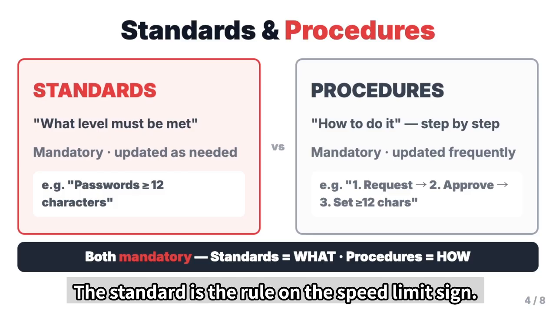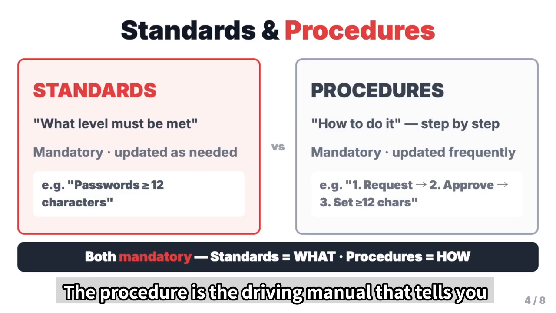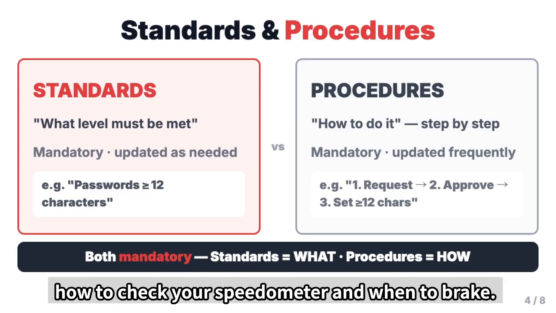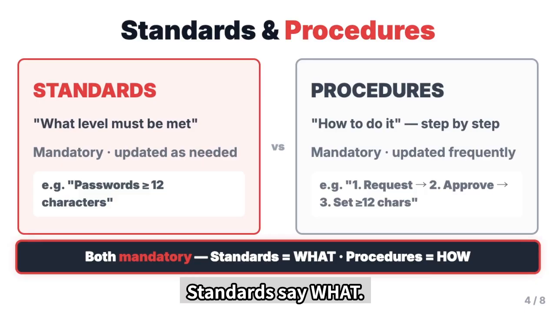Here's a simple way to remember the difference. The standard is the rule on the speed limit sign. The procedure is the driving manual that tells you how to check your speedometer and when to brake. Both mandatory. Standards say what, procedures say how.